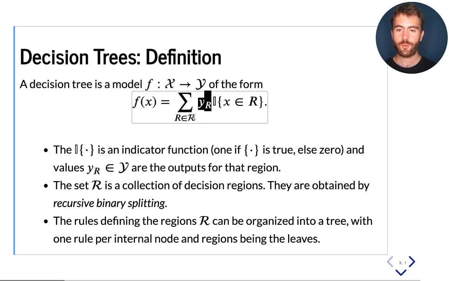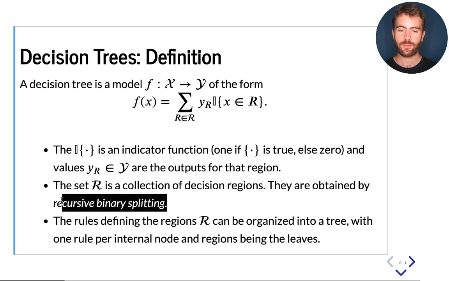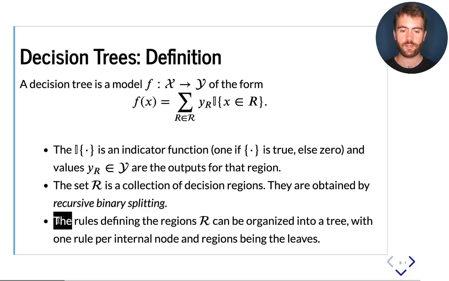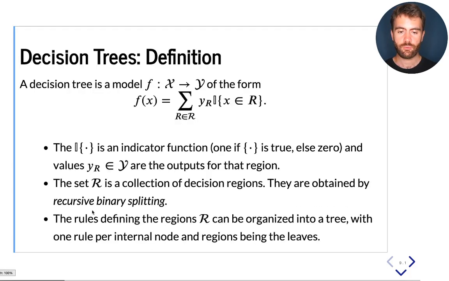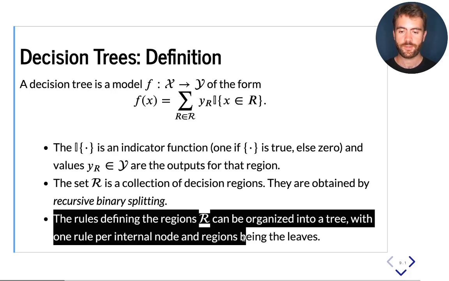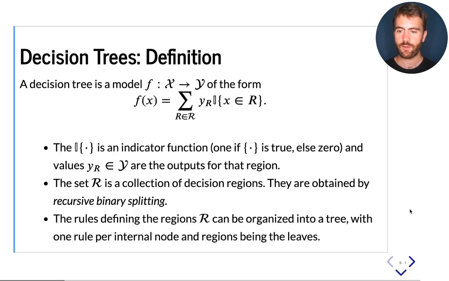Here I'm also using the notation script R to define the collection of all the possible decision regions that this tree has. I'm going to note here that these are obtained by a recursive splitting. I will mention in a second what this is, but at a high level it means that they can be placed into some kind of tree structure. And again, the rules can be organized into a tree with the regions being the leaves.